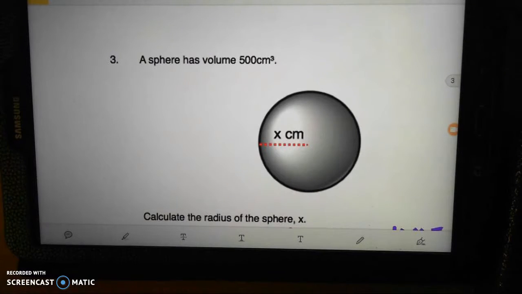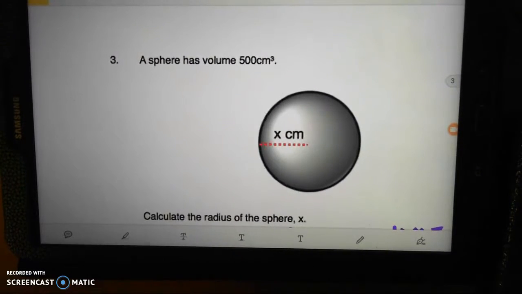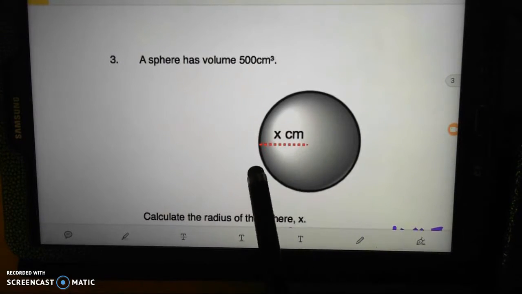Question 3. A sphere has a volume of 500 centimeter cubed. Calculate the radius of the sphere, x. They haven't given us a radius. Normally we get the radius and we have to work out the volume. In this case they've given us the volume and we have to find what the radius is.